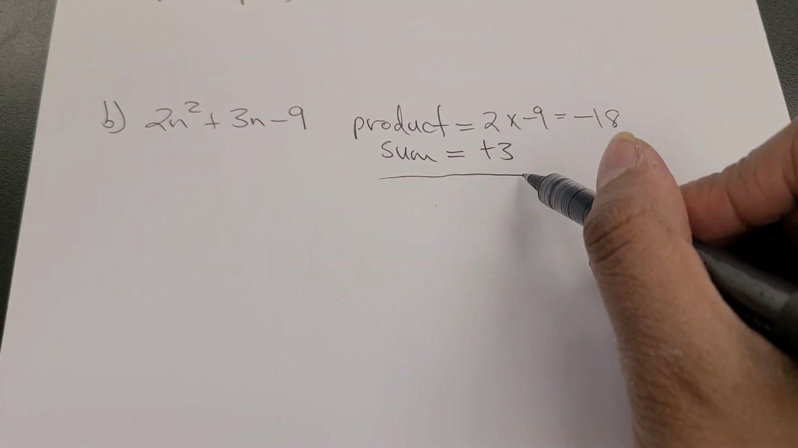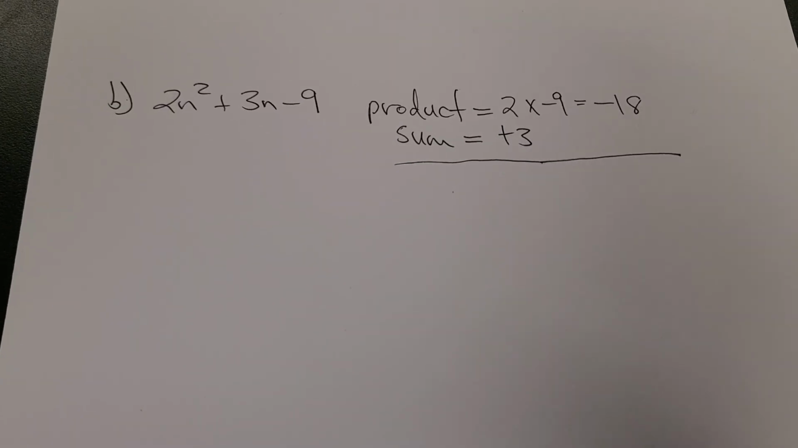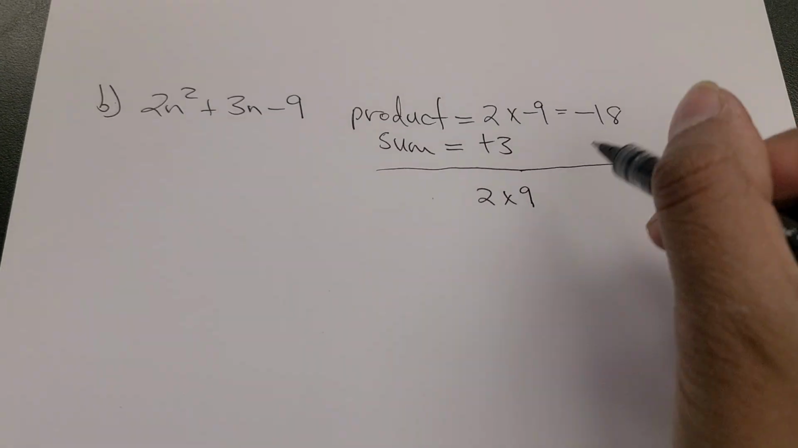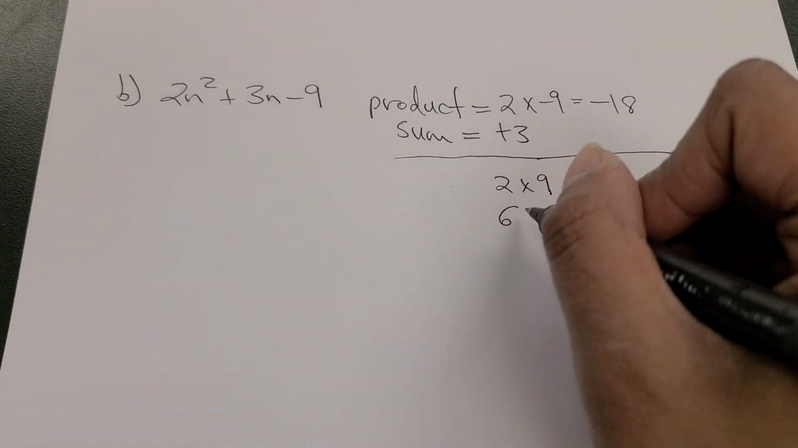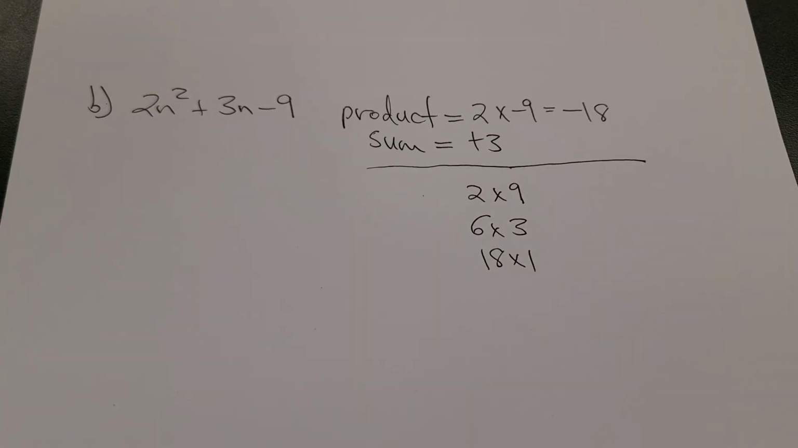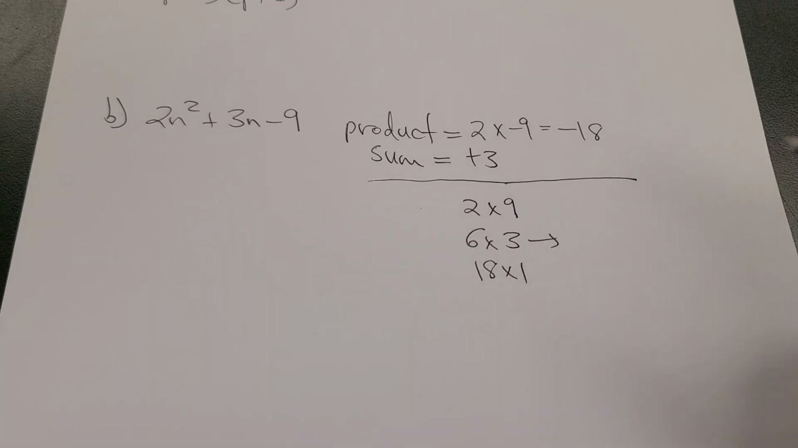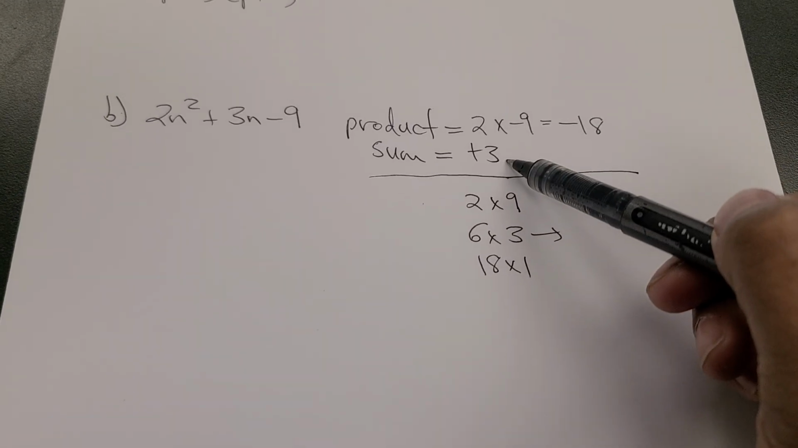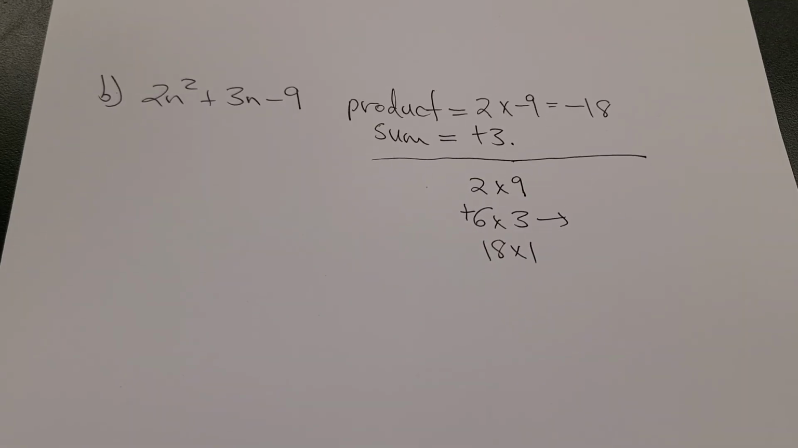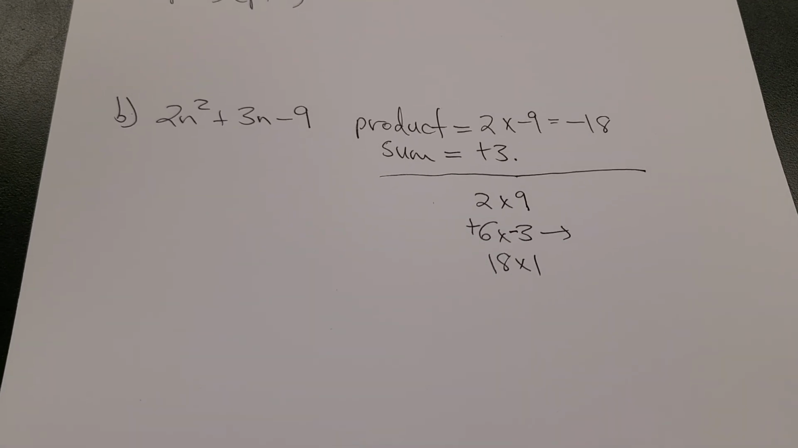I'm going to make a line, and however your teacher does it is fine. But we're still going to write out some factors. 2 times 9 is 18. I want factors of 18. 6 times 3 is 18, and 18 times 1 is 18. The only way we can get a sum of positive 3 is using 6 and 3. Because it has to be positive, the bigger number, the 6, is going to be positive, and I'm going to make the 3 negative. Do you see that?